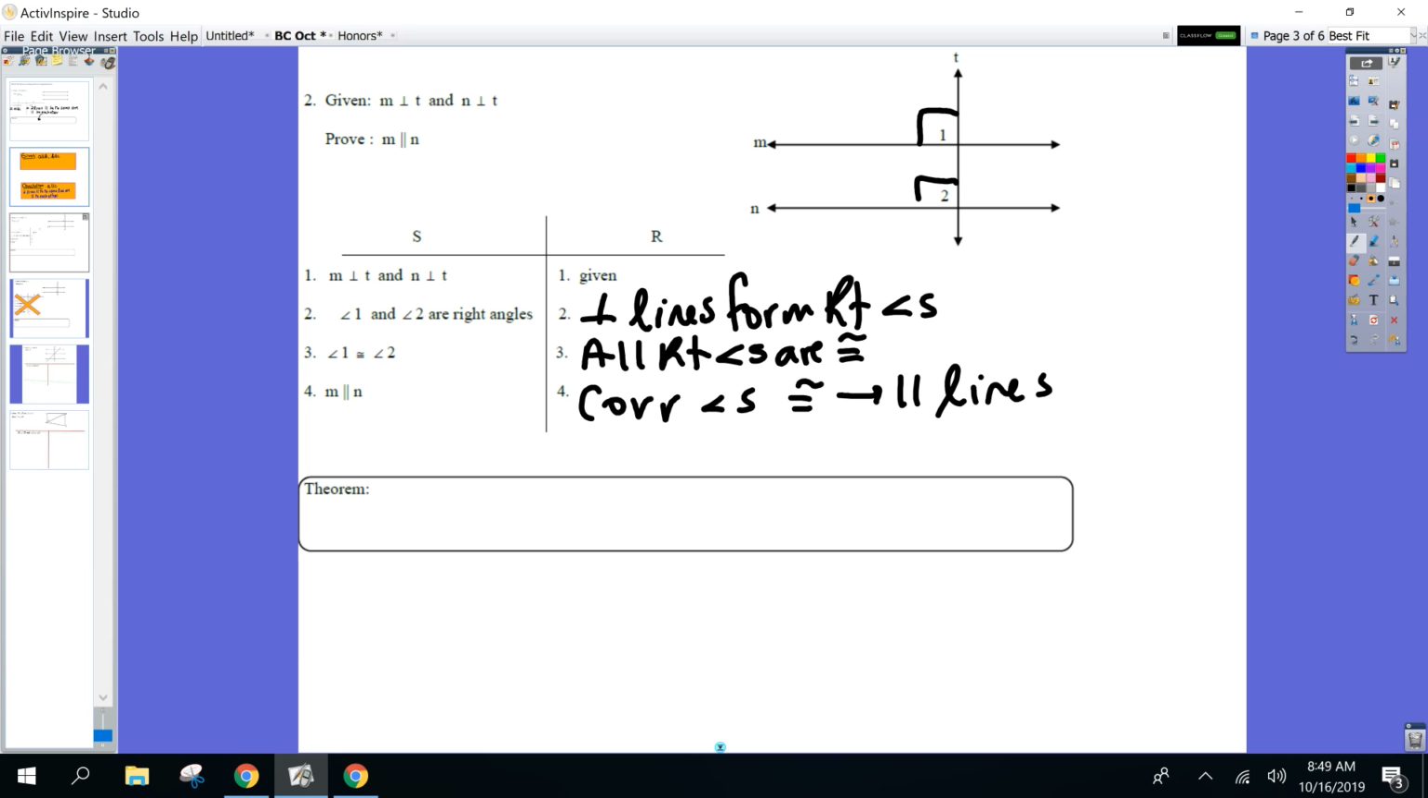So what did we just prove? Ready, go back to the givens. What did I give you about m and n? Those were two lines that were what? Two lines perpendicular to the same line. And then what did we just find out and prove? They're not perpendicular to each other. They are parallel to each other.